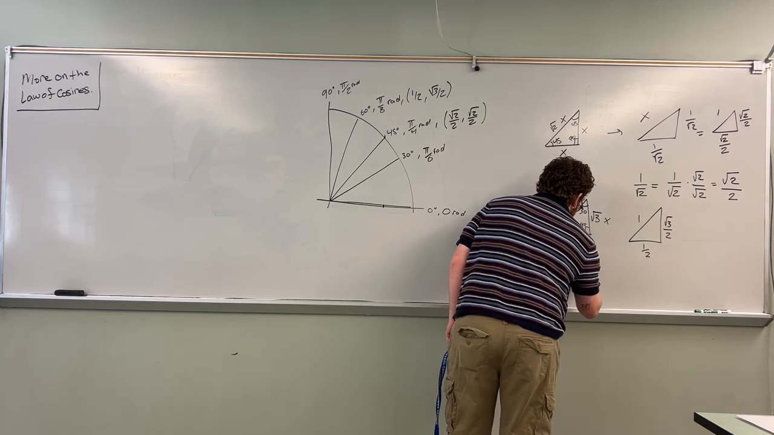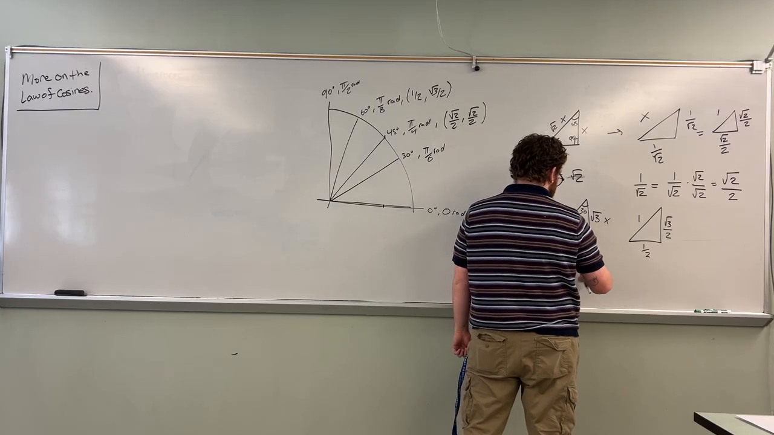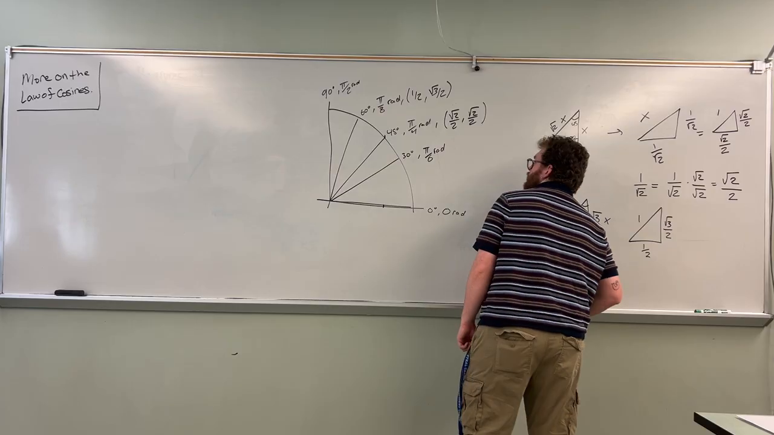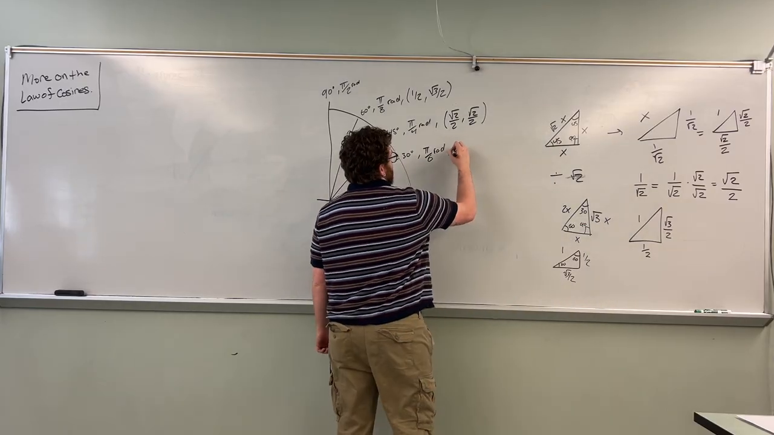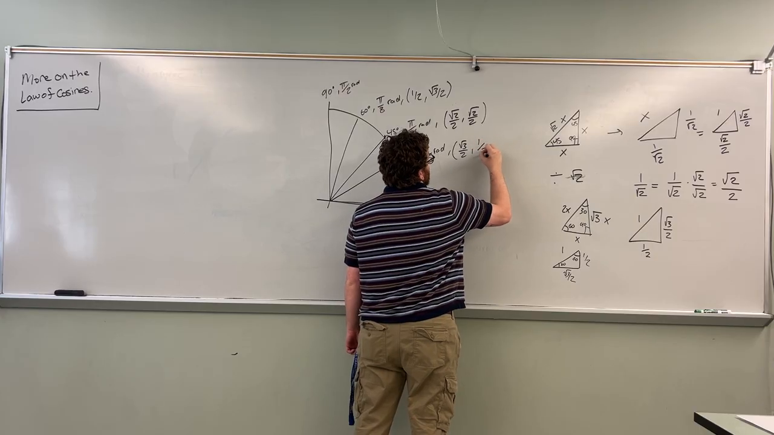30 and 60. Then this is 1. This 1/2 goes over here. This root 3 over 2 goes here. So the coordinate values are just flipped there. This is root 3 over 2, 1/2.